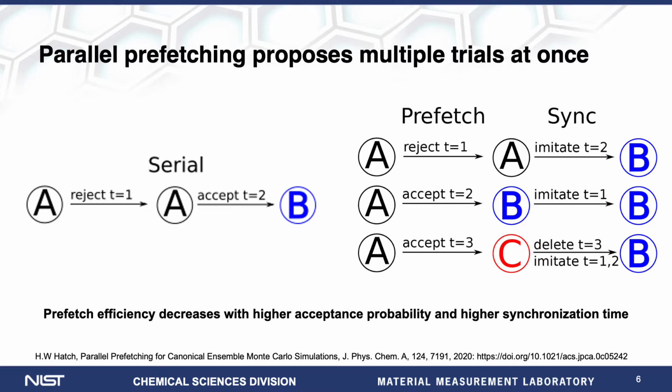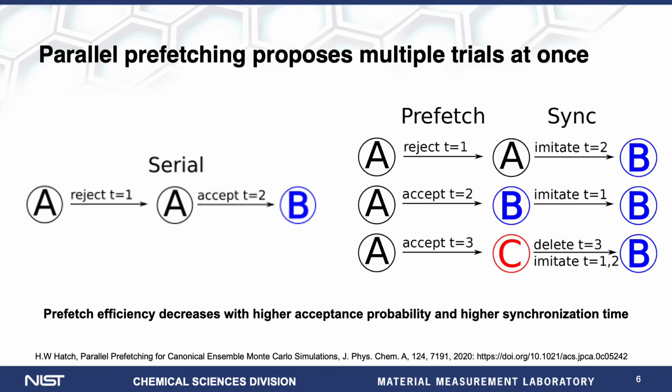But with prefetching, a batch of different trials are all conducted simultaneously in parallel threads from state A. When threads are rejected, the state doesn't change, but when a thread is accepted, the state changes, and any remaining trials must be completely ignored. Thus, serial and prefetch Markov chains are identical, as shown in this example, where each prefetch thread has now synchronized into the same state B with changes due to rejecting trial 1 and accepting trial 2.